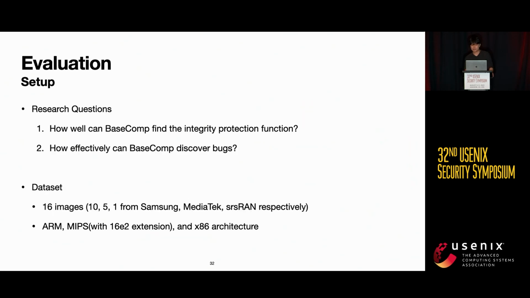To evaluate our system, we answered two questions. First, how well can BASECOMP find the integrity protection function? And second, how effectively can BASECOMP discover bugs? For the dataset, we used a total of 16 images from 3 vendors, where 2 are from the top 3 mobile processors. In addition, the images used the architectures ARM, MIPS with an extension, and x86.